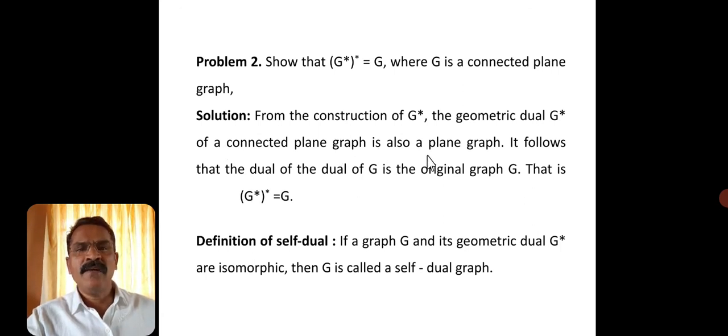So what is the solution here? From the construction of G star, the geometric dual G star of a connected plane graph is also a plane graph, okay. It follows that the dual of G is the original graph G. So that is G star whole star is equal to G. Okay, so this already we have observed while discussing the construction of the graph. I have given some observations. There also I said this idea. So therefore G star whole star is equal to G.